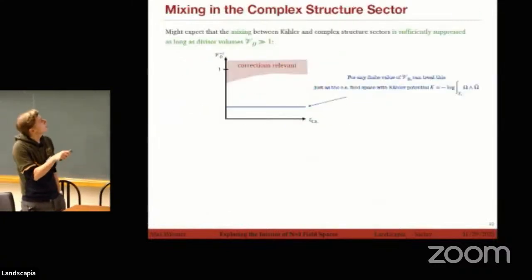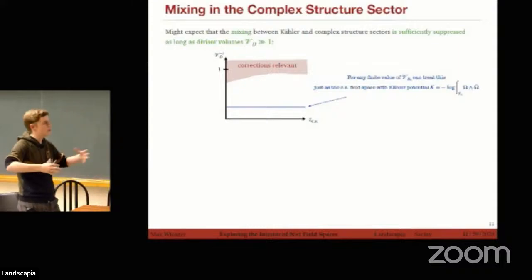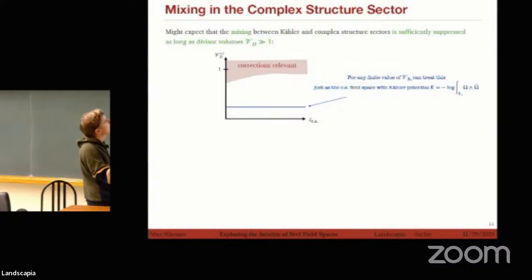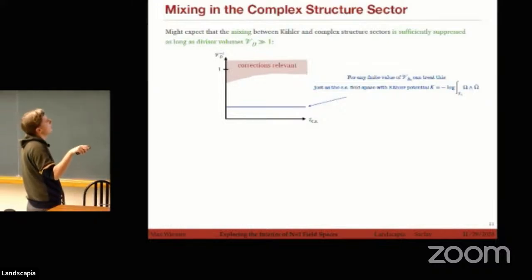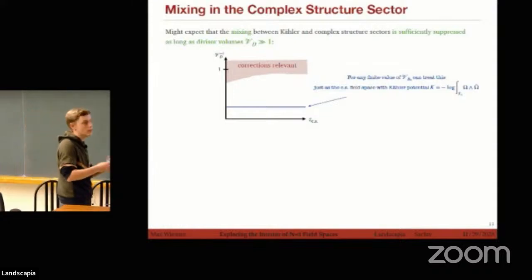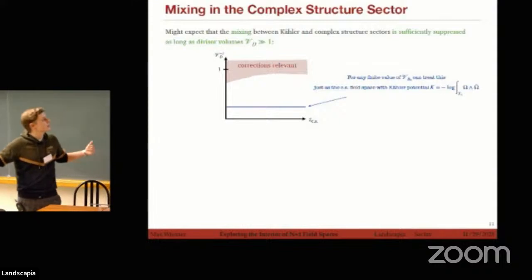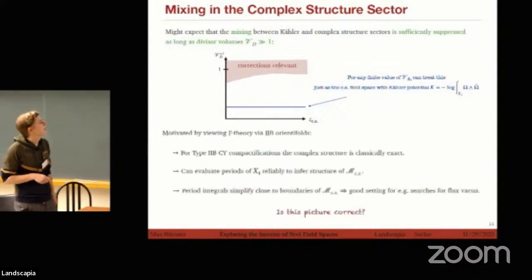So one might expect that indeed this mixing between Kähler and complex structure is sufficiently suppressed as long as all the divisor volumes are very large. So some picture like this would emerge. Here we have the inverse divisor volume. If this is very large, and here we have the complex structure sector, we can just treat this effectively as the complex structure field space with the scalar potential just coming from the period geometry.